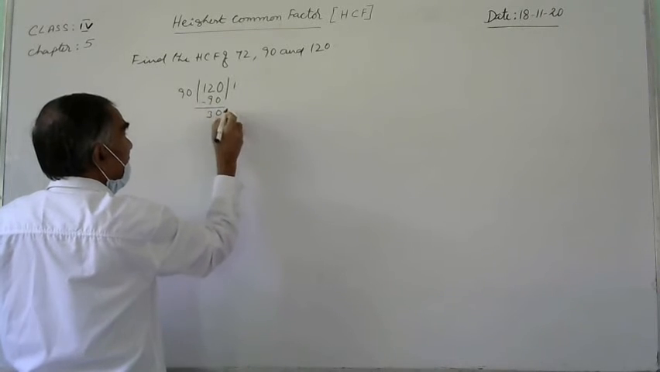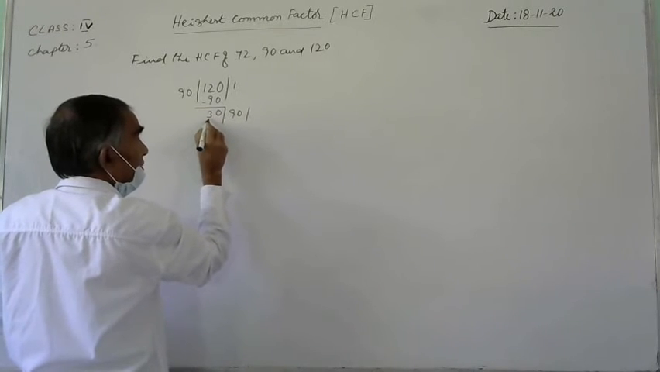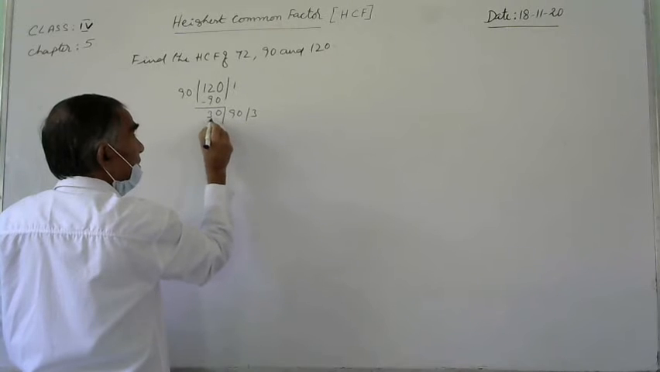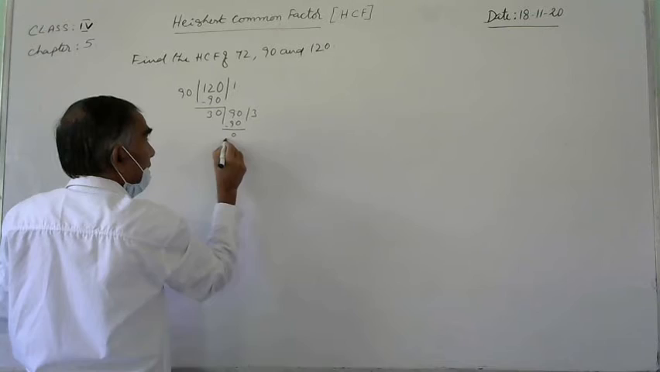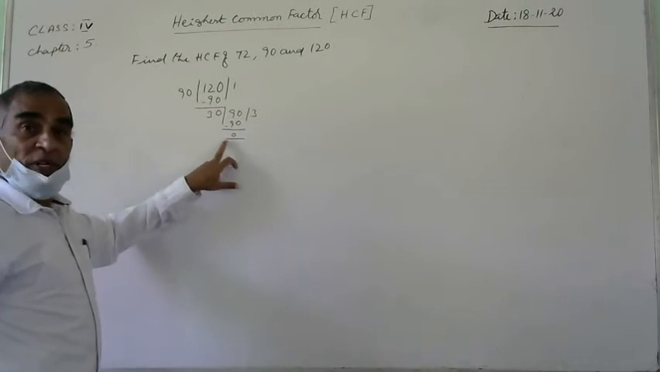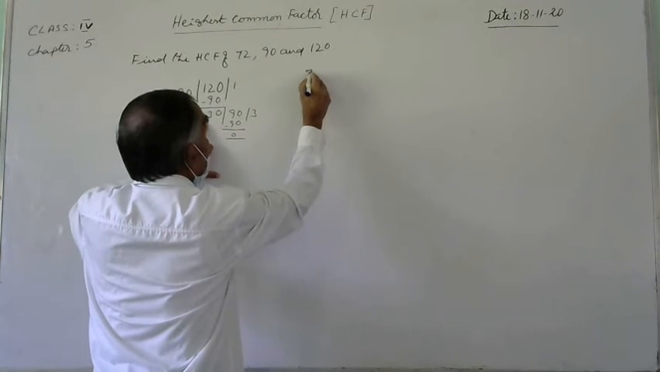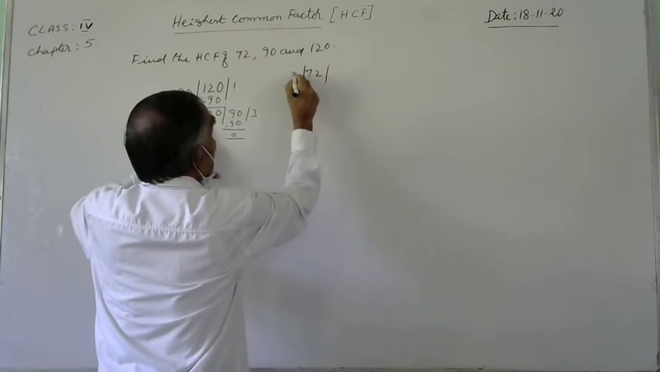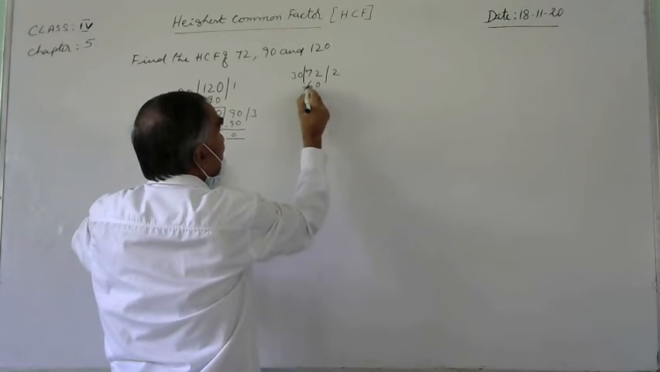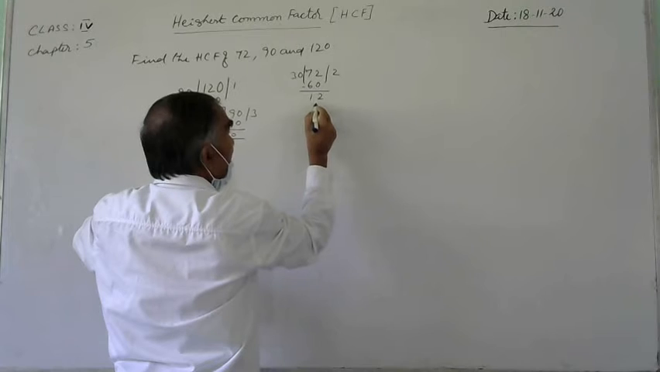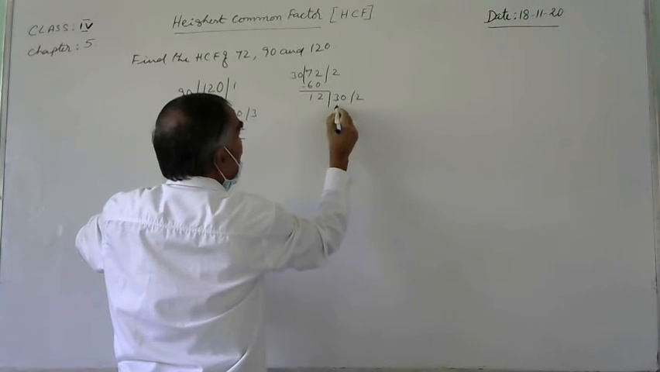ये 30 से फिर 90 को डिवाइड करना है, जब तक आपको जीरो नहीं होता है. 3 3s are 9, 3 into 30 is 90. You got this 0 by what number? 30. ये 30 से 72 को डिवाइड करो. 30 2s are 60, remainder 12. फिर ये 12 से 30 को डिवाइड करना है. 12 2s are 24.